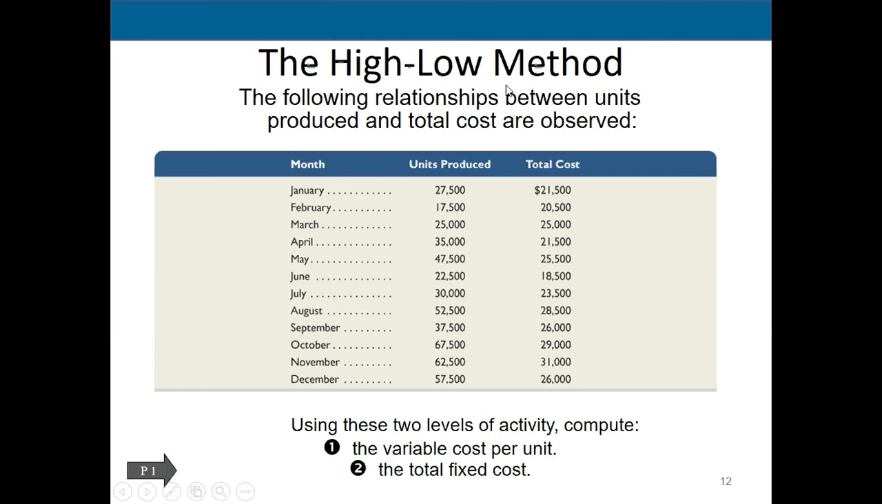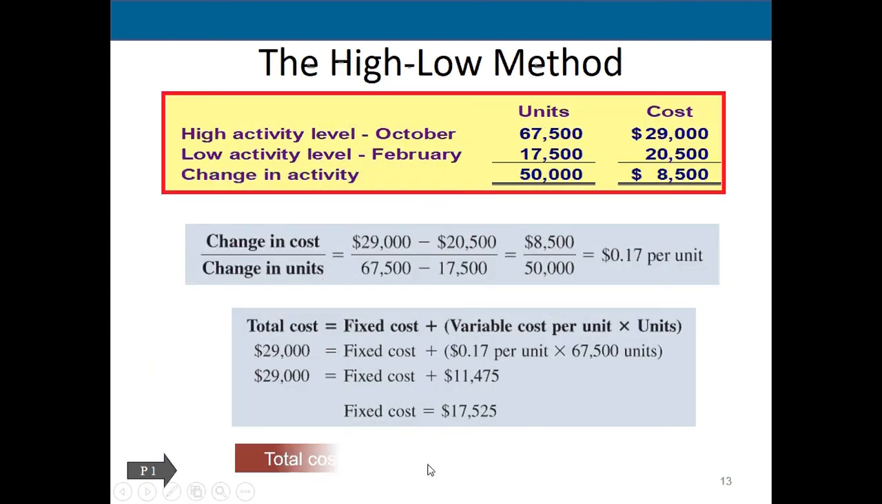Okay, so we look at relationships between units and the total cost at those places. All we're really going to do, folks, is take an average, kind of an average. So what we're going to do is try to find the high and the low. So we're going to use two levels of activity. We're going to compute the variable cost per unit and the total fixed cost per unit. Let's look at what it says.